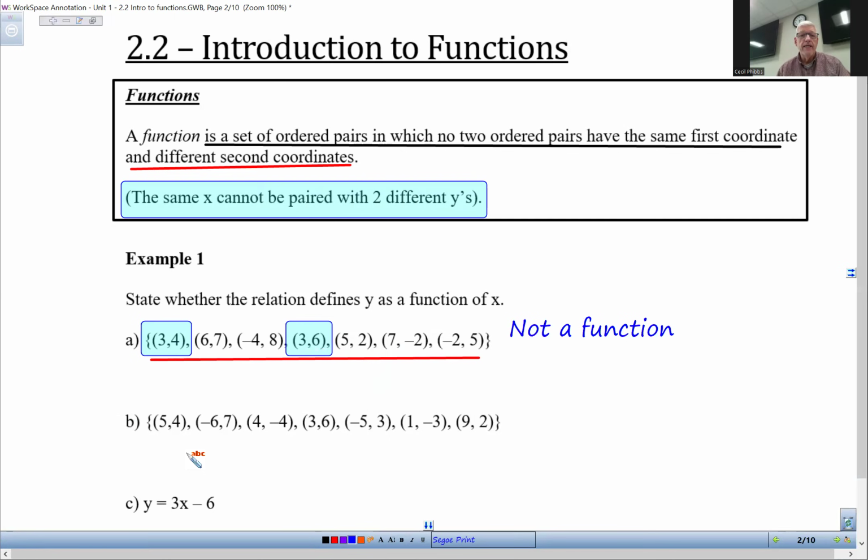All right, our second example down here for B. What you really need to look for first is whether any x values repeat. If no x values repeat, then that's all you need to check for. It will be a function. And you can see here, none of our x values repeat in this group. Now we have a 5 and a -5, but those are different values. So nothing is repeated here. Because of that, we can say, yes, this is a function.